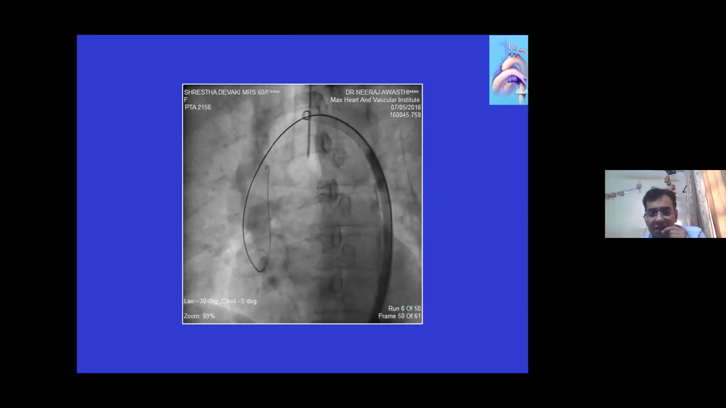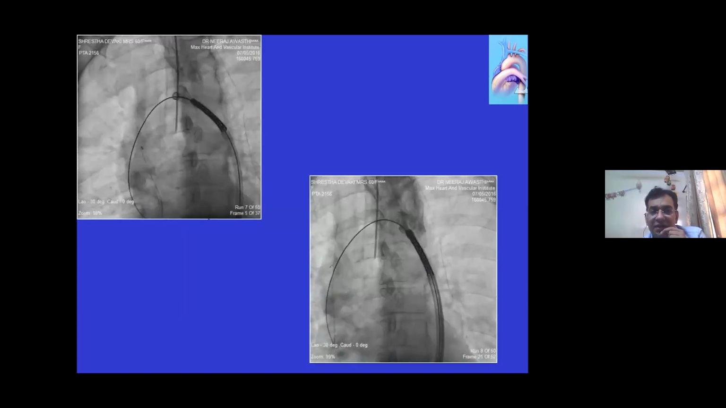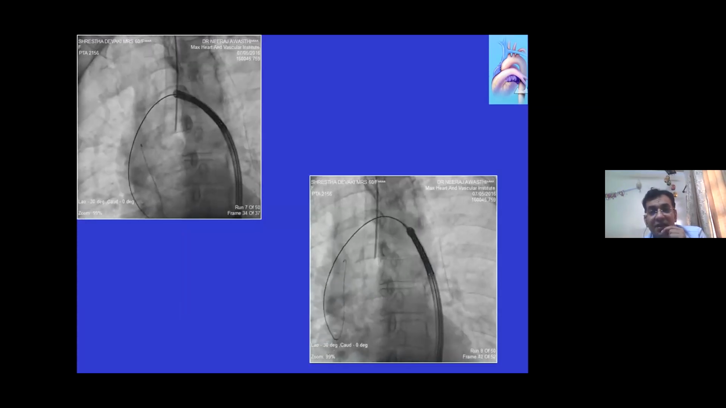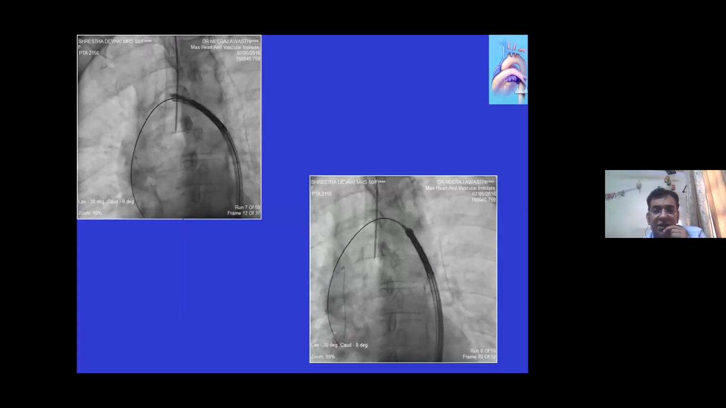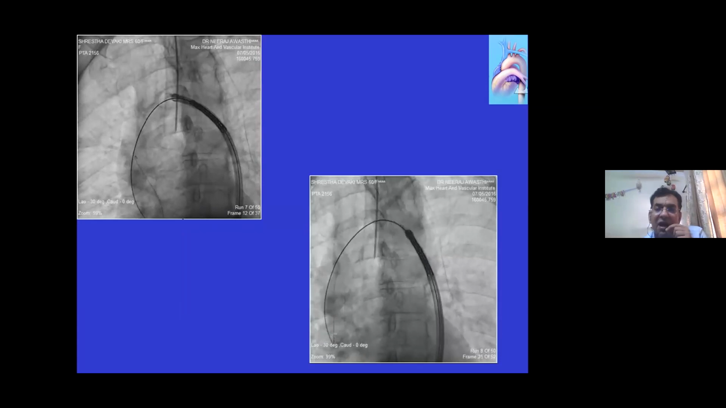We could easily cross it with a 12 French sheath. The length of the stent was chosen as 45, considering there was a malalignment element. For a malaligned segment, it's always a good idea, because as the segment is going to expand, we have to account for the malalignment. And since there is a malalignment, there is a possibility that this stent itself is going to foreshorten, and that is why there is a possibility of its migration.